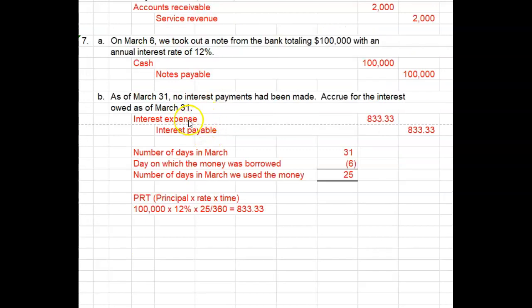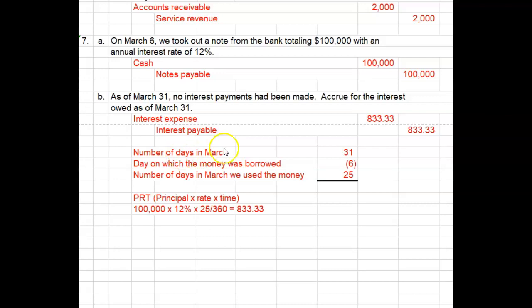Well, the journal entry is a debit to interest expense of $833.33 and a credit to interest payable of $833.33. This is calculated as follows. First, we need to calculate the number of days for which we are accruing interest. This is the first month that we've had this debt.